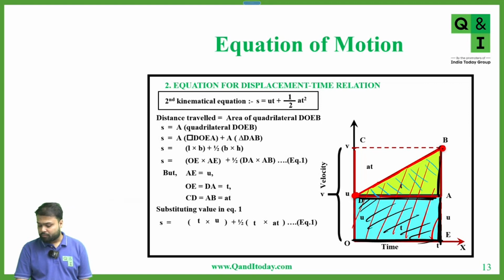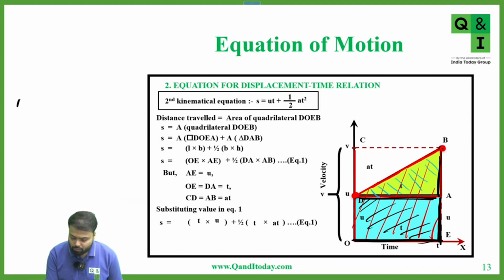Any doubt? Till here, anyone having any doubt? You can see area is equal to area of the triangle, which is half base into height, plus area of the rectangle, which is base into height. Now put the values. Half dA is equal to T.